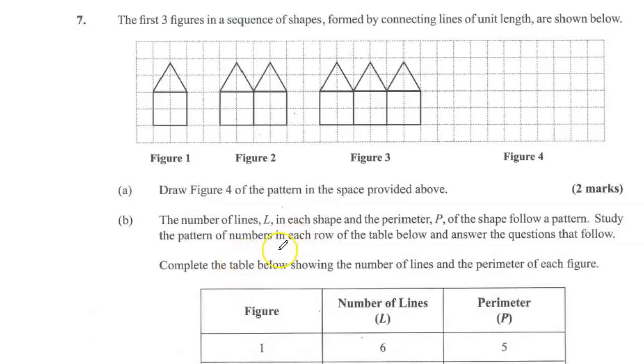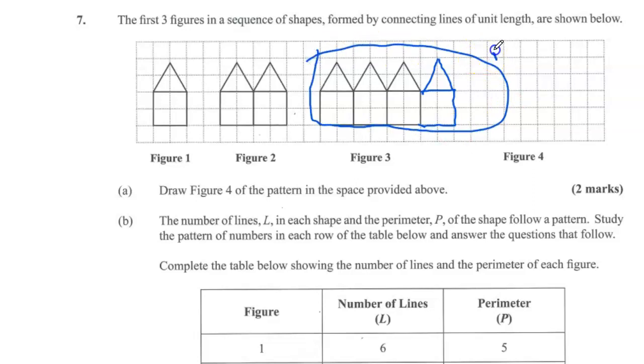So we are now at question 7, the first 3 figures in the sequence of shapes. Draw figure 4. So figure 1, notice, figure 2. Figure 4, we simply just add. This is figure 3, so figure 4 will look something like this. Just add 1 to this. So figure 4 should resemble something like this, right?